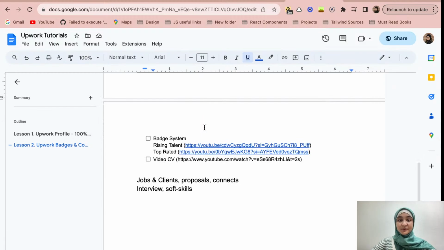Now we can go into more detail about the badge system of Upwork. I actually have 2 videos about it. I covered Rising Talent and Top Rated in those videos, but here we can go through them shortly for those of you who have opened new accounts or have started working on Upwork recently. These 2 badges are the easiest ones to get. I didn't have a Rising Talent badge, but I got a Top Rated badge, and I can show you how.